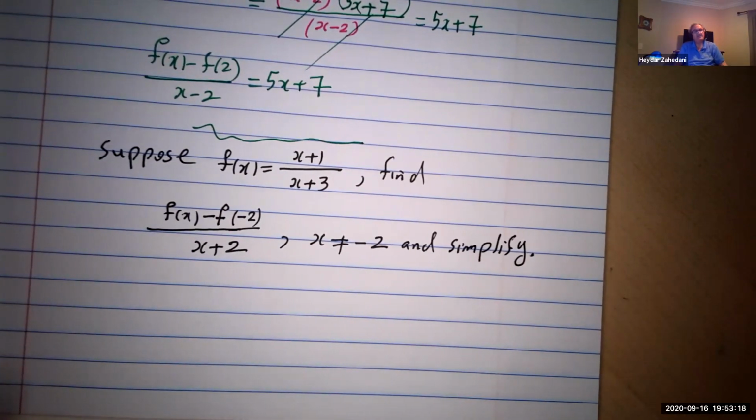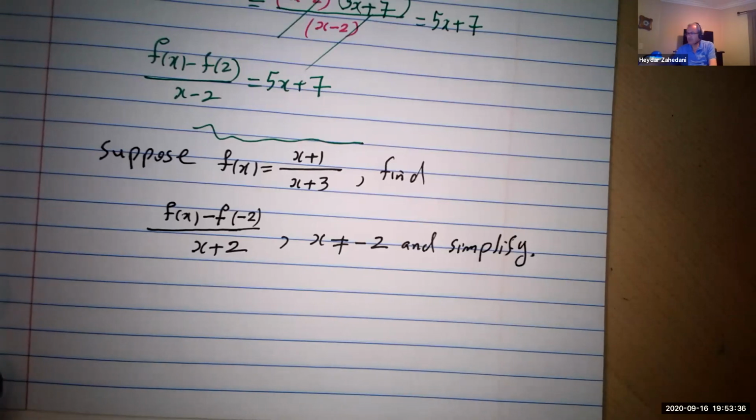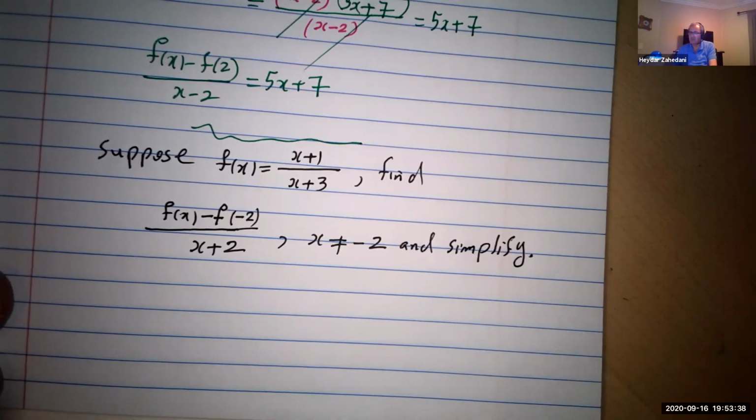So your function is not a polynomial, it's a rational function, but it doesn't matter. We can find it. Again, do as I did for the other one. Form the f of x minus f of negative 2 first. That will help you to have a better format. So this is the solution.